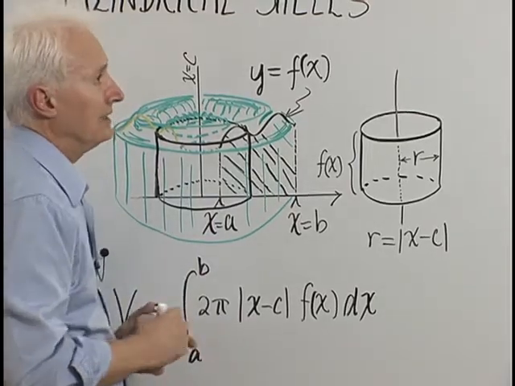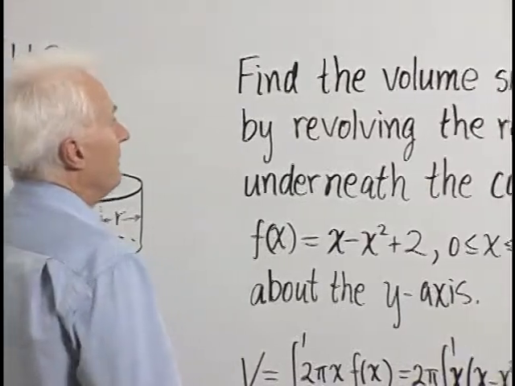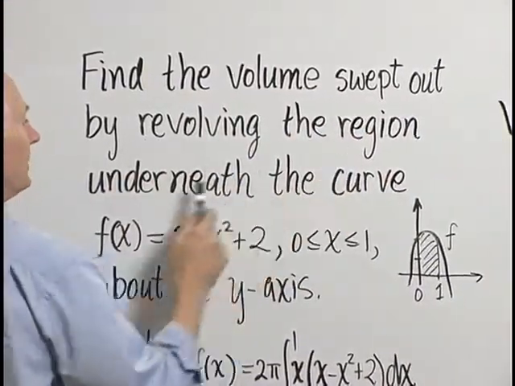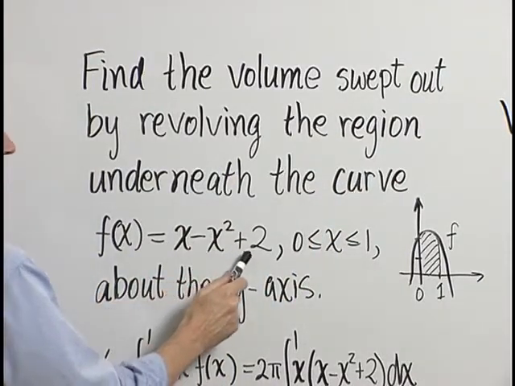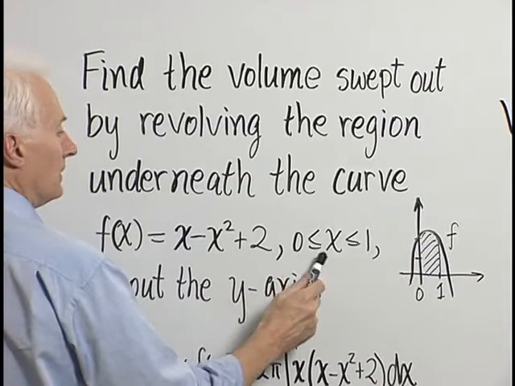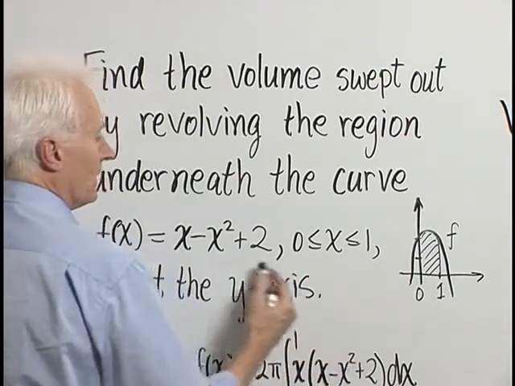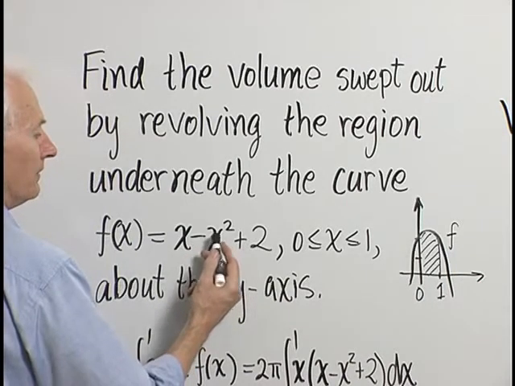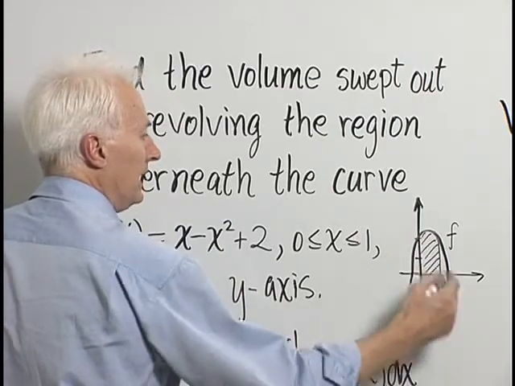Well, let's look at an example. In our first example, we want to find the volume swept out by revolving the region underneath the curve f of x equals x minus x squared plus 2, for 0 less than or equal to x less than or equal to 1, of which I've drawn a little picture. Obviously, it's a downward parabola, because of the coefficient -1 of the x squared. And so there is its picture.